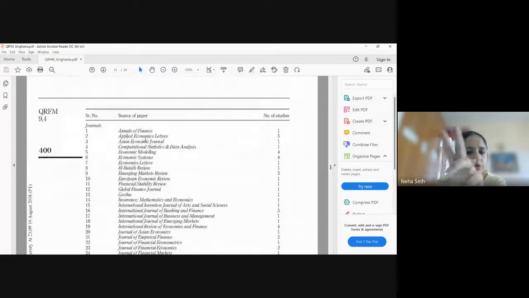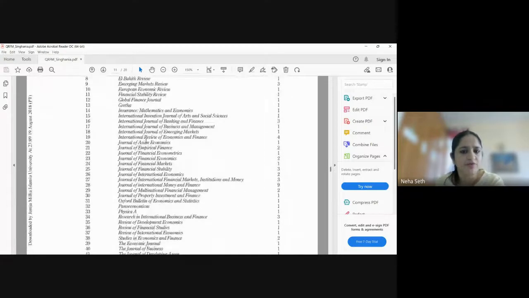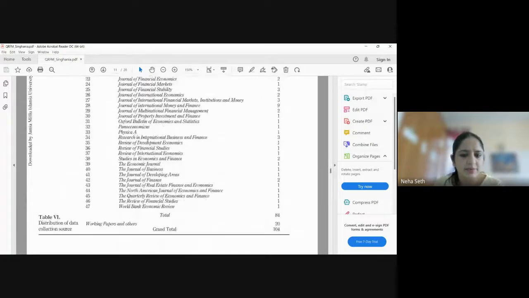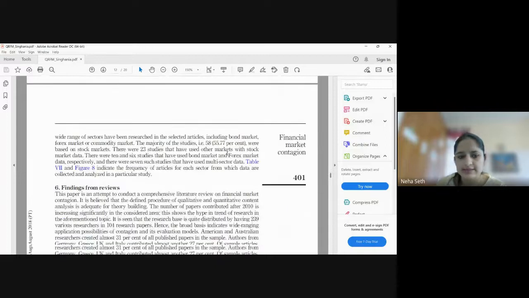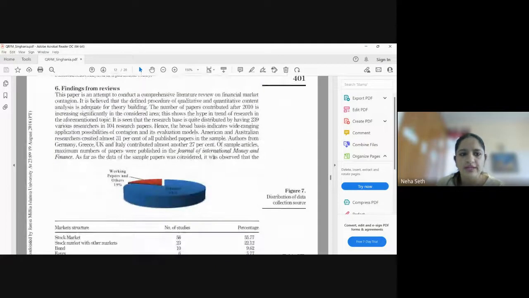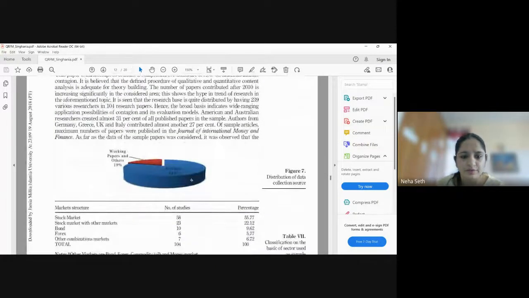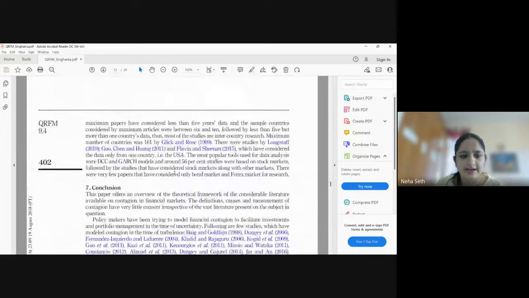Now the sources, the journals from which these papers were collected: these are the names of the journals. 20 papers are working papers and others, while 84 papers are collected only from journals. So these were the sources of the data, and these are the findings from the review.